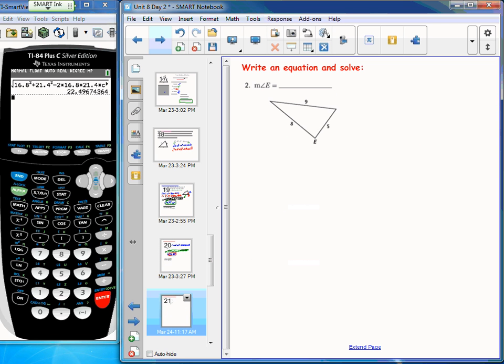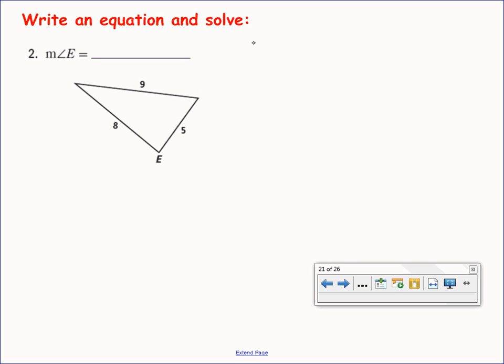The next one asks me to find not an unknown side length, but an unknown angle. Up until now, we've been finding side lengths using law of sines and law of cosines. In this case, we're asked to find an unknown angle measure. We know we get to use our inverse trig functions when we find unknown angles. It's just that we don't know if we should use law of sines or law of cosines.